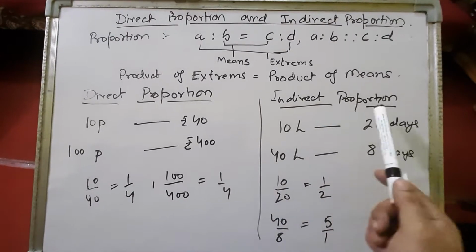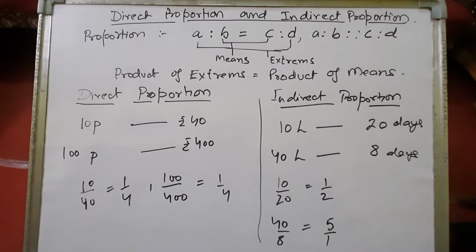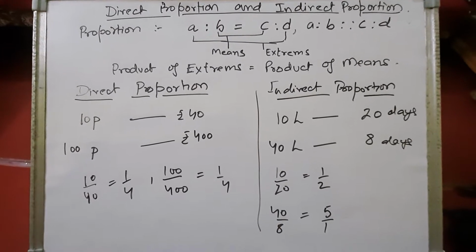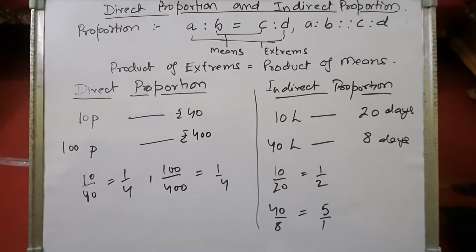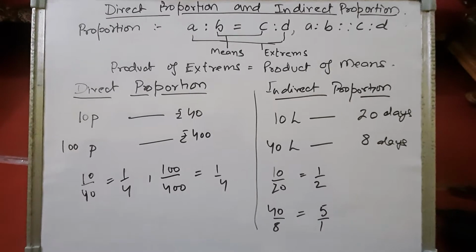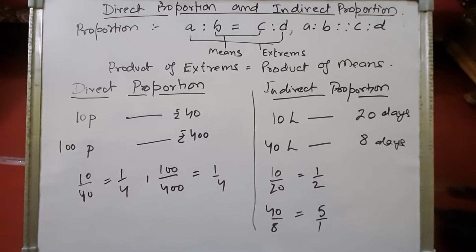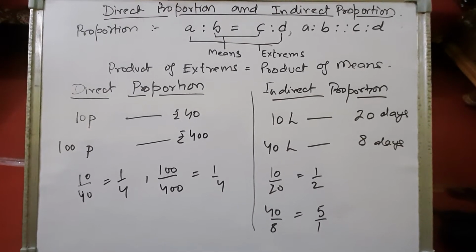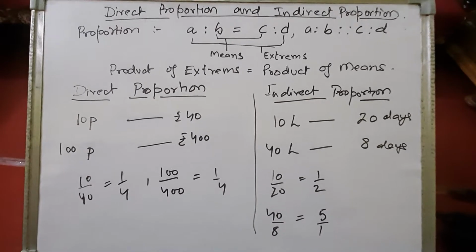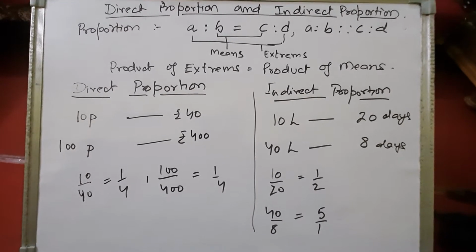Let's talk about indirect proportion now. Indirect proportion means when the first quantity increases, the second quantity will decrease. That means one will increase and the other will decrease. When the first decreases, the other will increase. I have taken another simple example to explain this also.